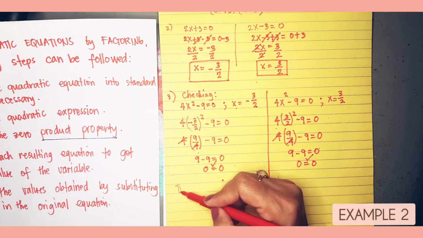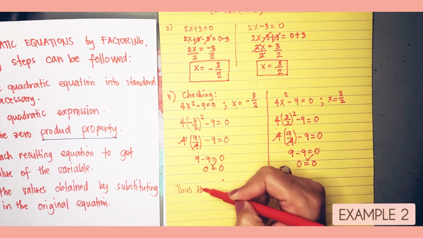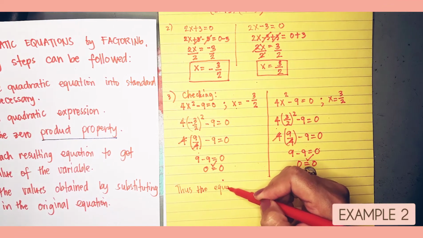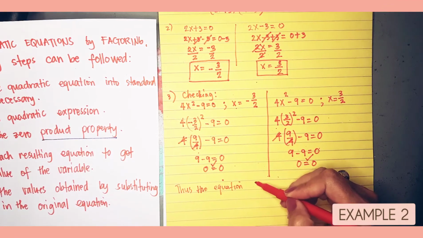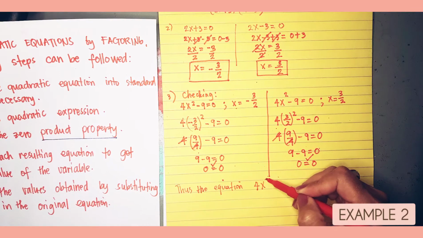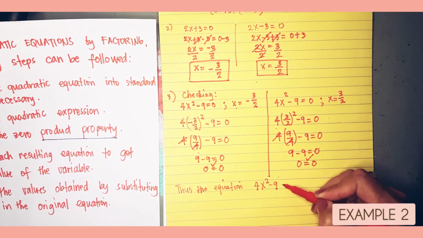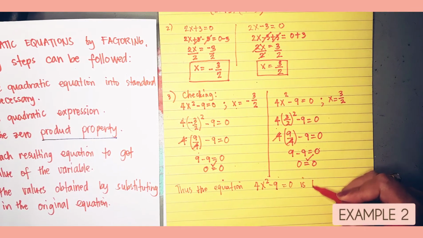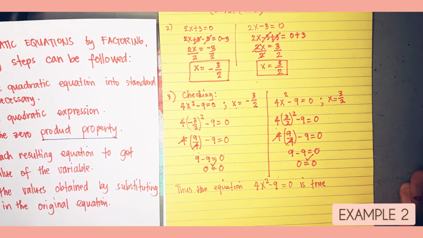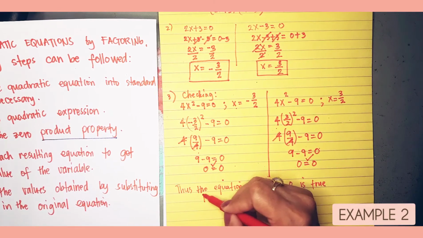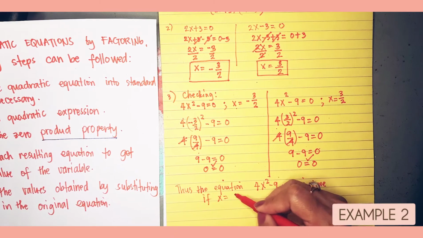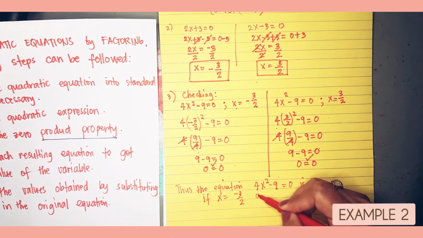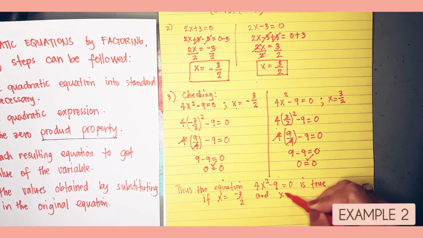Thus, the equation 4x squared minus 9 equals 0 is true if x is equal to negative 3 halves and positive 3 halves.